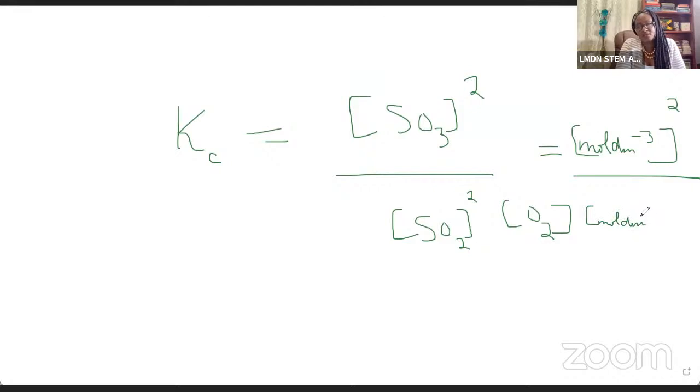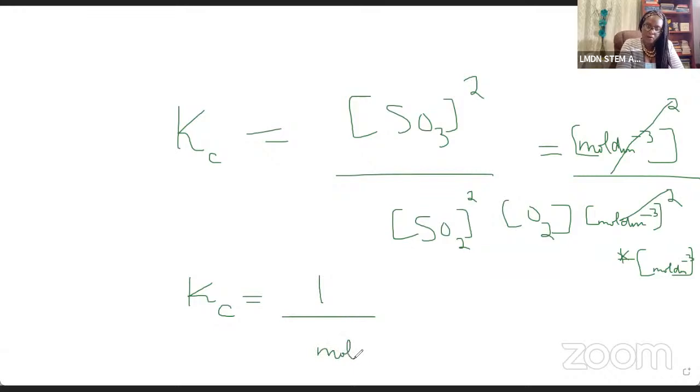That comes from the sulfur dioxide squared multiplied by the O2, which is also mole per dm cube, right? But what we see right away, guys, is that this and this would cancel, and so you end up with only this in the bottom. So the units of Kc for this particular reaction would be 1 over mole dm cubed. And of course, by math rules, if you bring that up to the numerator, what you would get is dm cubed mole to the minus 1. Does everybody see that?